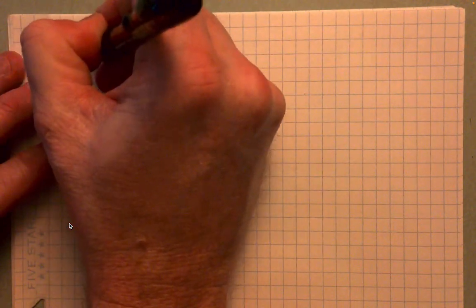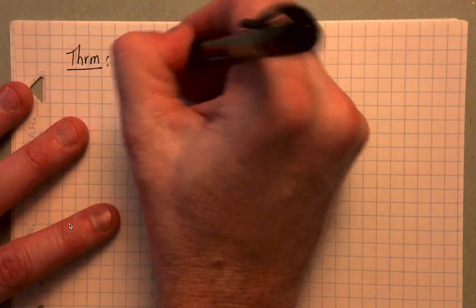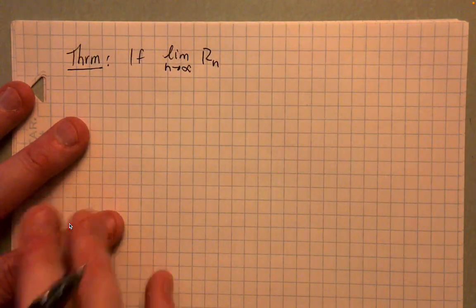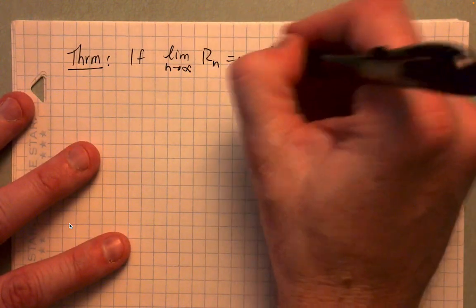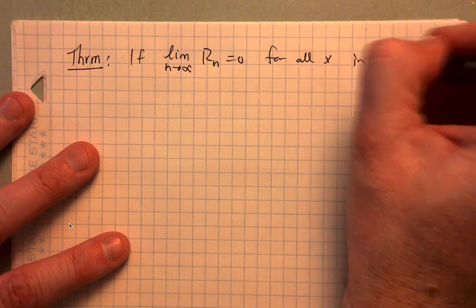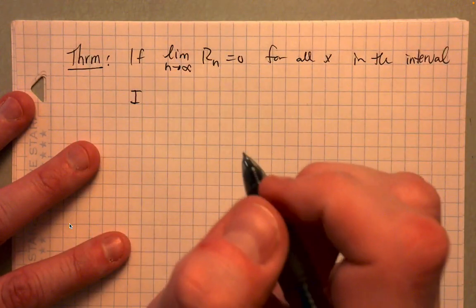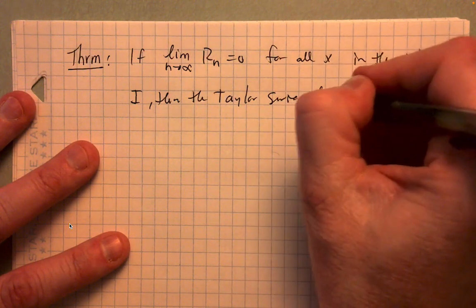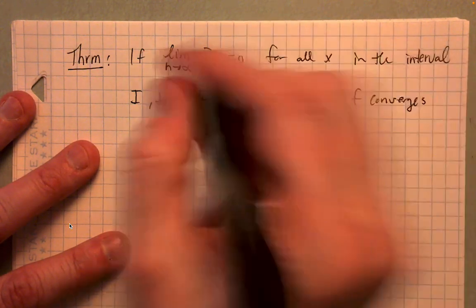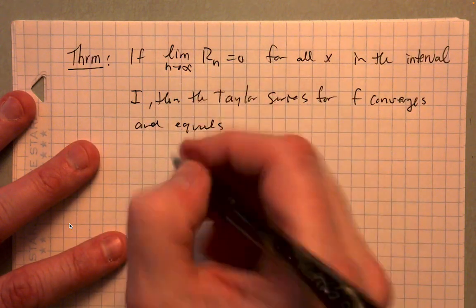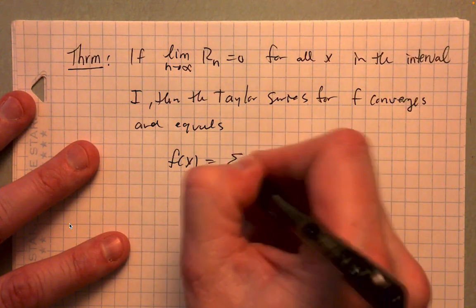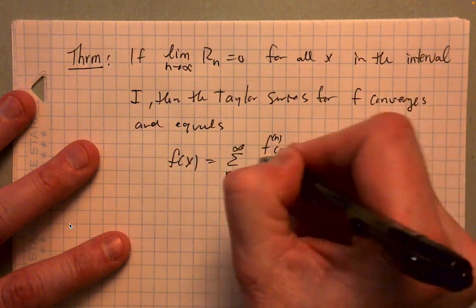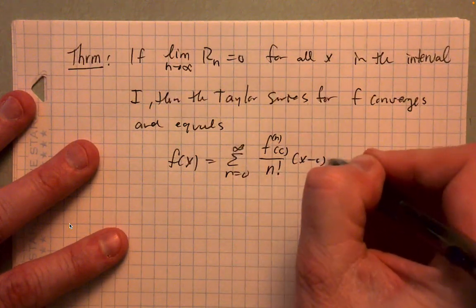Okay, so theorem. If the limit as n goes to infinity of r sub n is equal to 0, this is the remainder term, for all x in the interval I, then the Taylor series for f converges and equals f of x equals the sum n equals 0 to infinity of the nth derivative of f evaluated at c over n factorial times x minus c to the nth power.